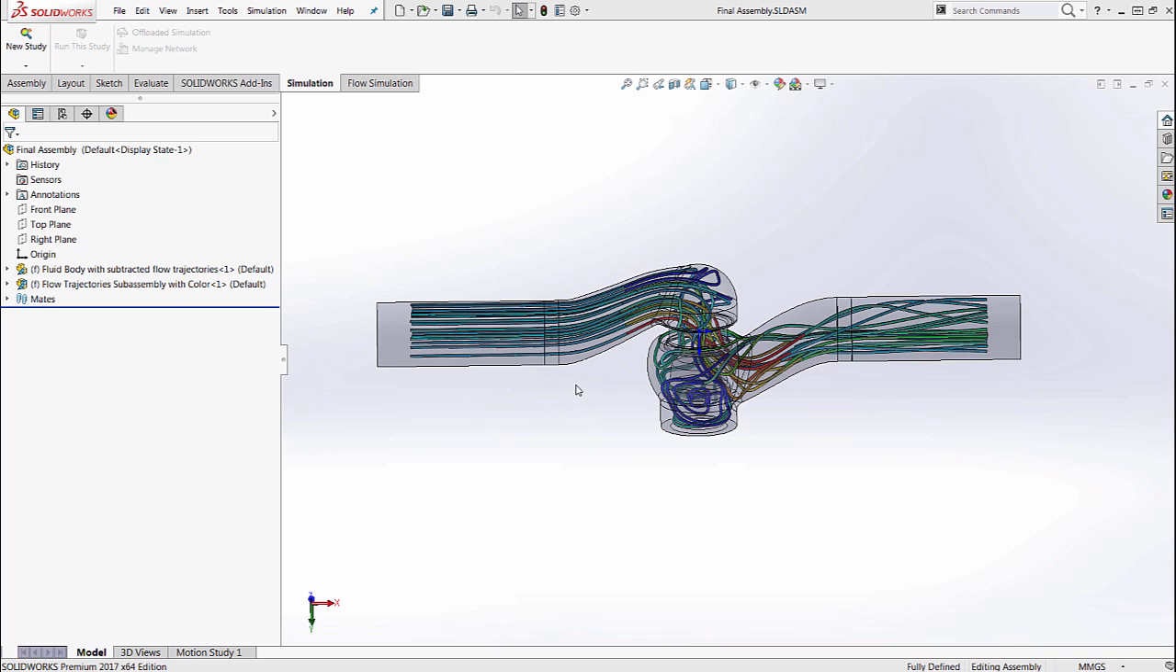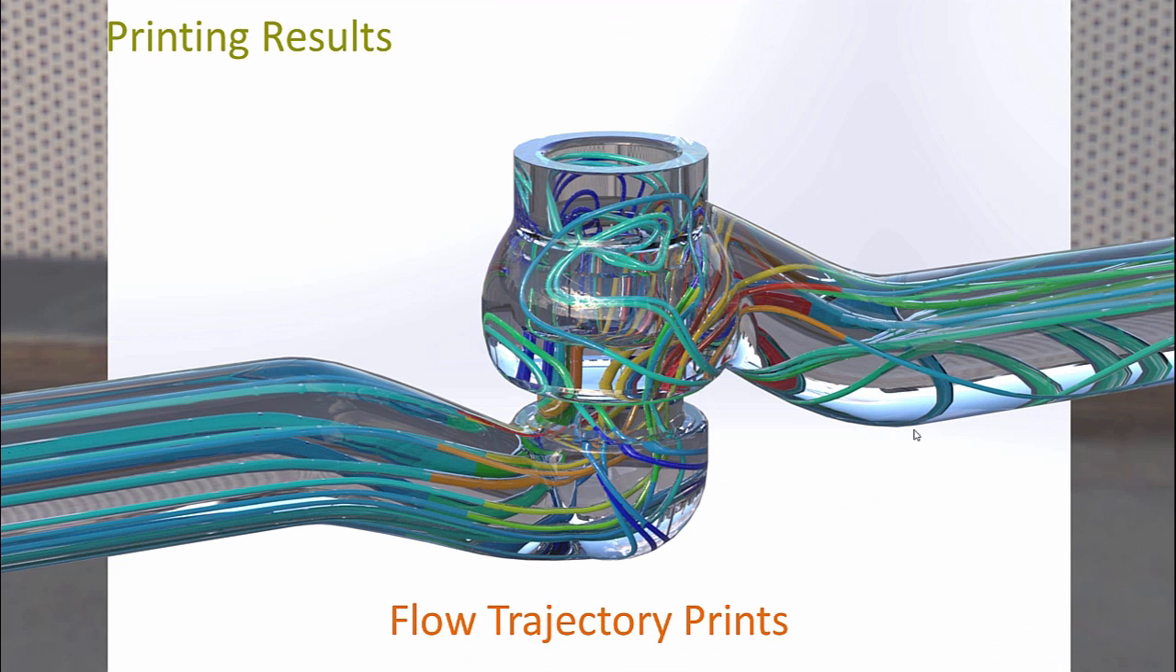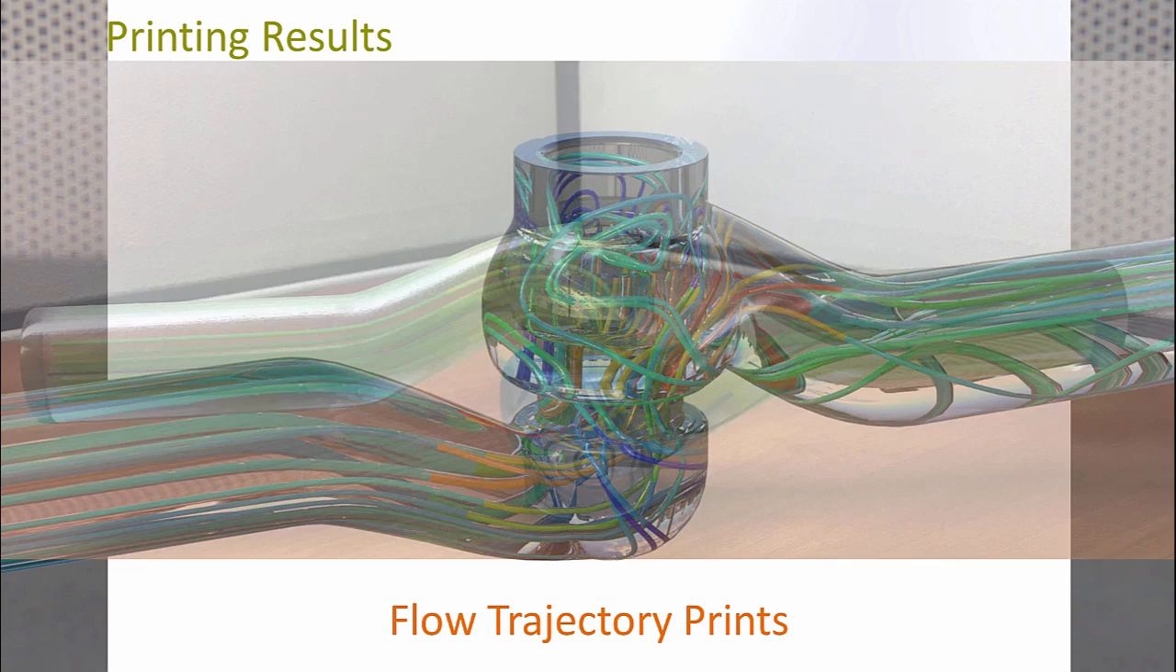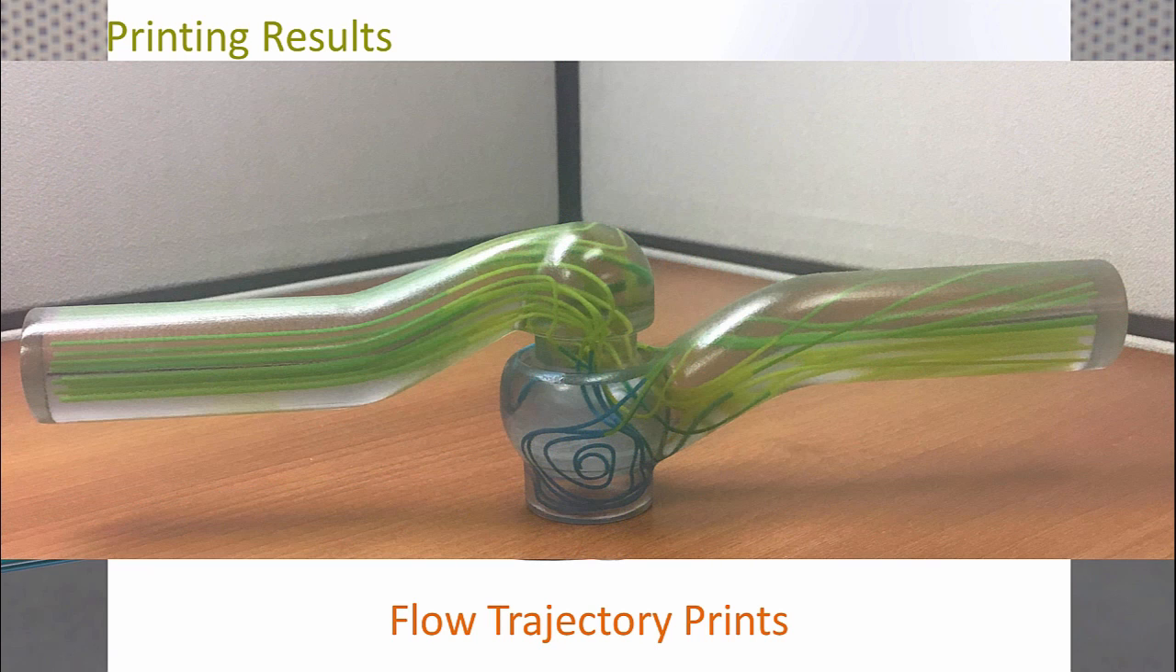Once again, switching back to the presentation. Here is a rendering of the same file with all the different pipes on the inside. And this is the 3D printed file, which was printed using the Connex 3.